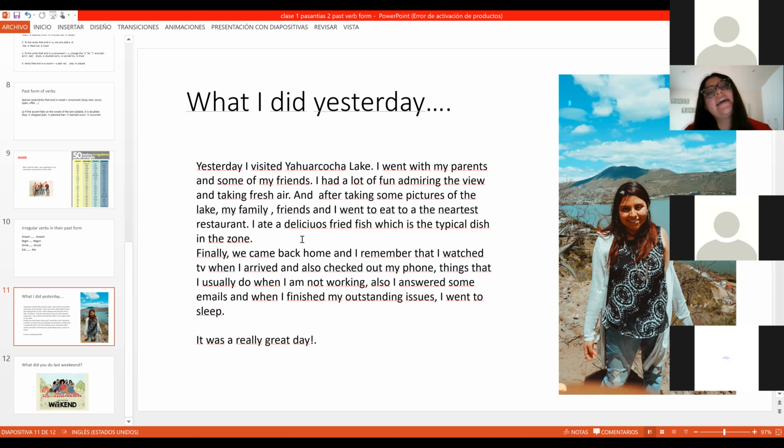After taking some pictures of the lake, my family, my friends, and I went to eat to the nearest restaurant. I ate delicious fried fish, which is the typical dish in the zone. Finally, we came back home and I remember that I watched TV when I arrived and I also checked out my phone. Things that I usually do when I'm not working. Also, I answered some emails and when I finished my pending issues, I went to sleep. It was a really great day.